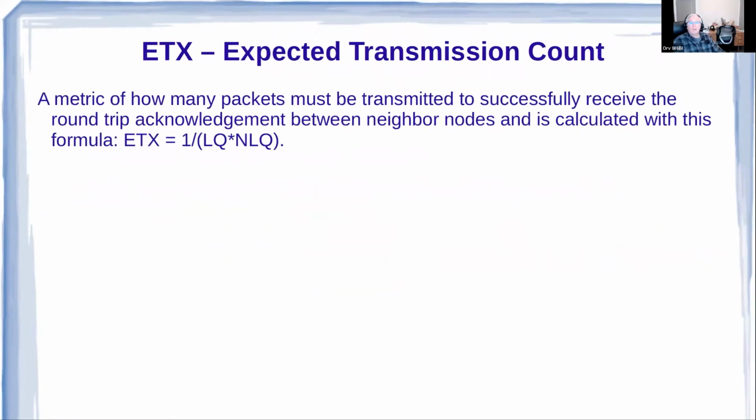ETX, which you've seen in the column on the status page, is expected transmission count. And there's a formula there for it. Let me move this out of the way. There we go.